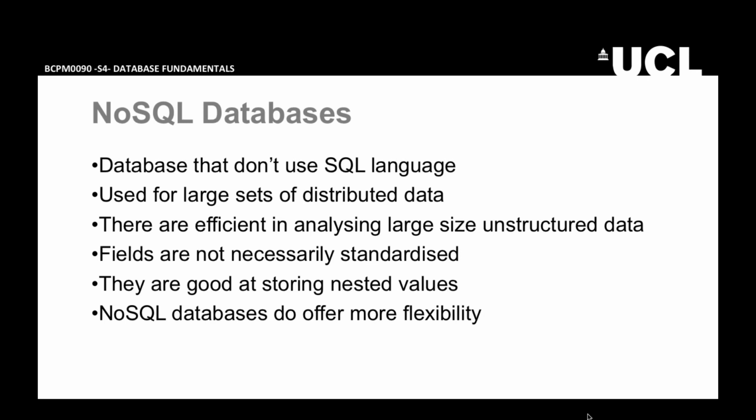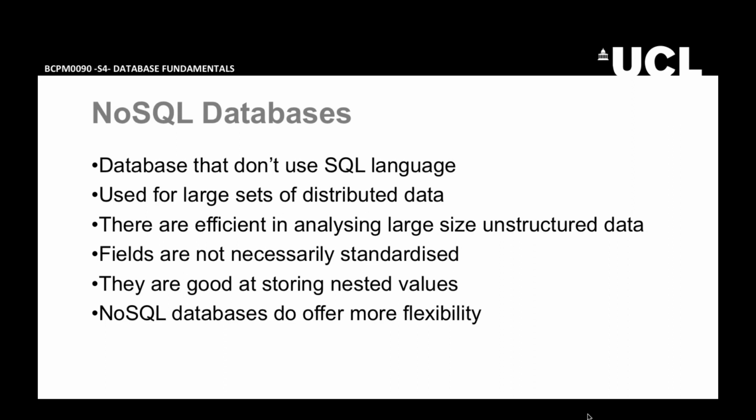So keeping in mind that there are other types of database apart from the relational database, the main competitors for the relational databases are the NoSQL databases. Basically, this kind of database doesn't use the SQL language. The NoSQL databases are normally used for large sets of distributed data. They have shown to be quite efficient in analyzing large-size unstructured data. And that's the reason why they are considered a very good option when dealing with big data.